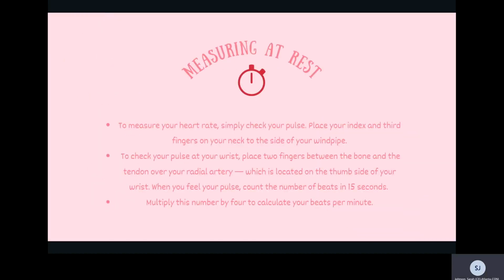So to measure your resting heart rate, you can simply check your pulse. This can be done either on your wrist or on your neck, just under your chin next to your windpipe. When you feel your pulse, it's the same thing as the step test. You would count the number of beats that you feel in 15 seconds and then multiply that number by 4 to calculate your beats per minute.